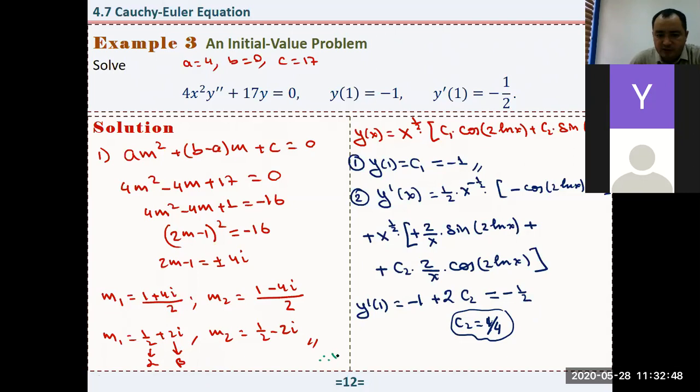The solution of the given initial value problem is x to the power 1/2, and here we have minus cosine of 2 natural logarithm of x, and here plus 1/4 sine of 2 natural logarithm of x. Okay, that is the solution of the given differential equation.